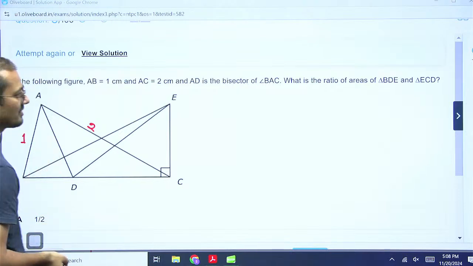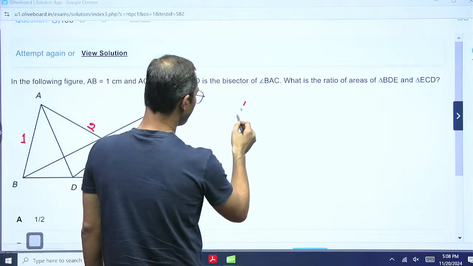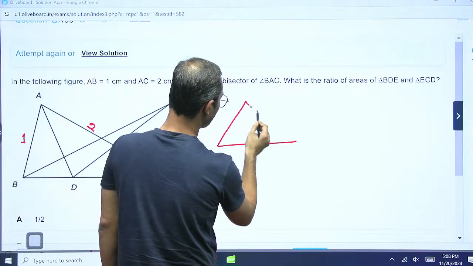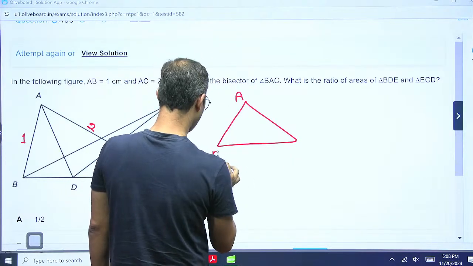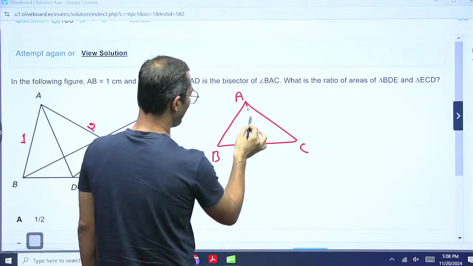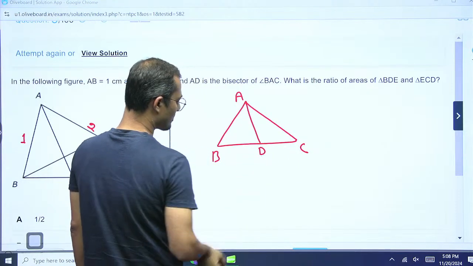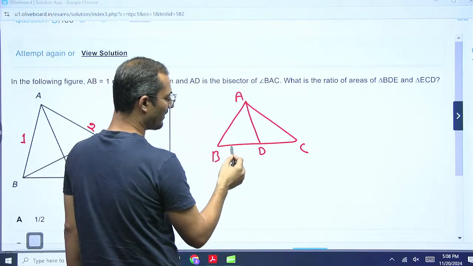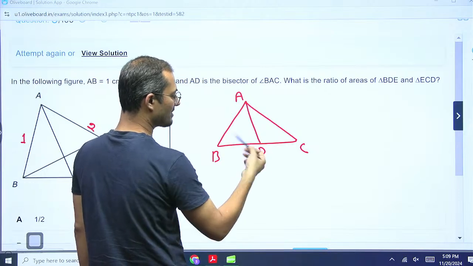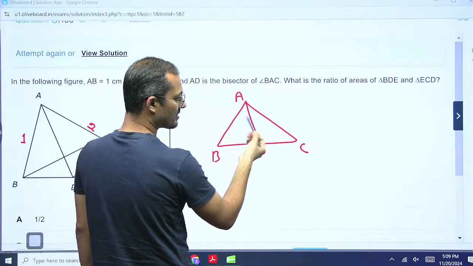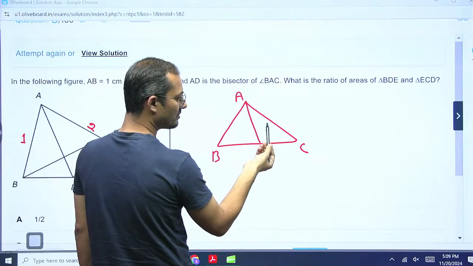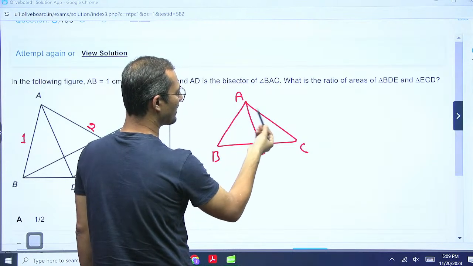Do you know the property of the angle bisector? If I say that ABC is a triangle and AD is the angle bisector, we know that the angle bisector divides the opposite side, or we can say the third side, in the same ratio. In which ratio? The ratio of the sides which are making that angle.